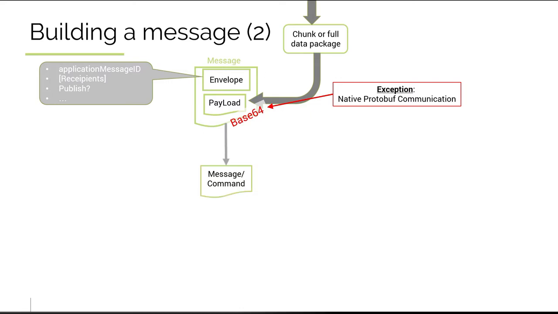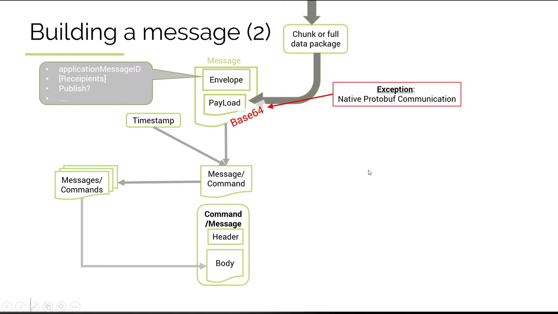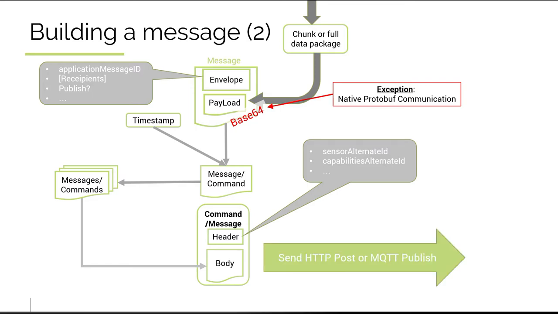And now you create your message and you have to add a timestamp. If your message is quite small and you have to send smaller messages more often, for example, if you send telemetry data, it might make sense that you don't send every single message on its own, but collect some messages before you send them all as a package. So here we have our messages. We got 3 of our messages together. They have to be put into one command, which includes the body, and our header is the information of who is sending the message. So your sensor alternate ID, your capability alternate ID, and so on. Now you have your message created and you're ready to send it as an HTTP post or via MQTT publish.